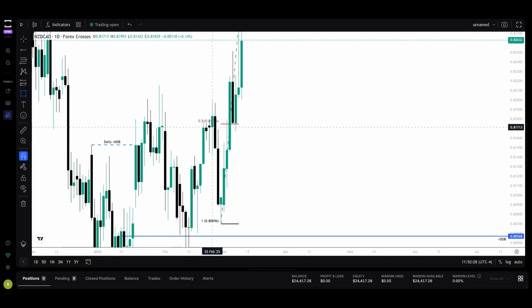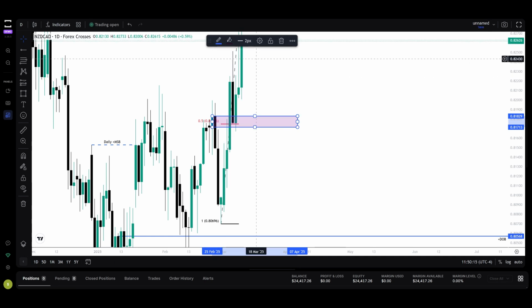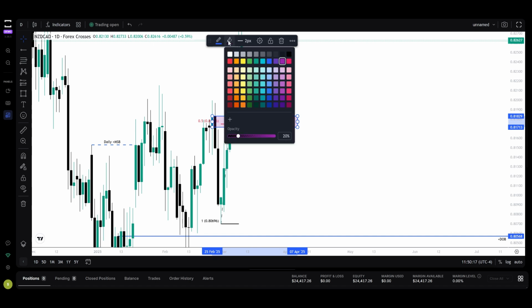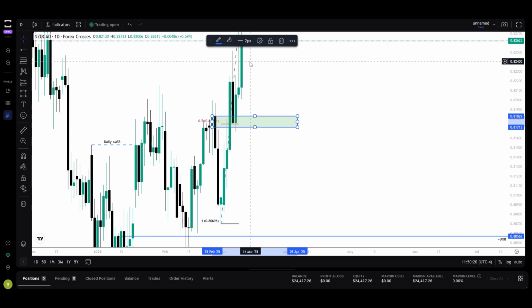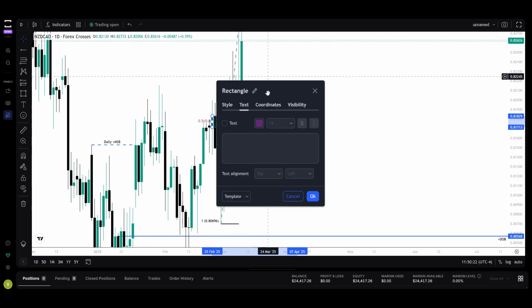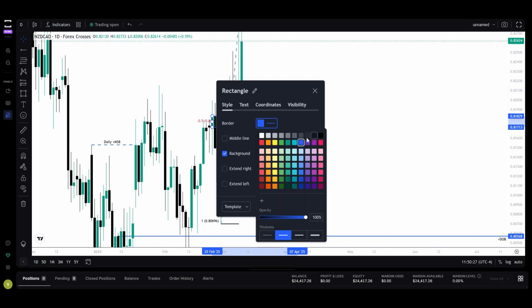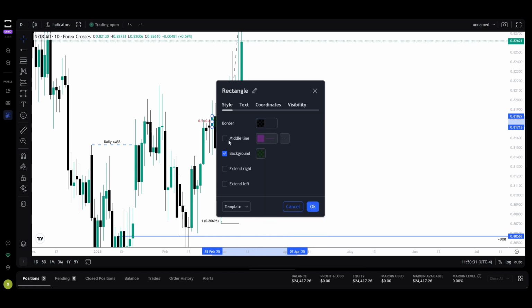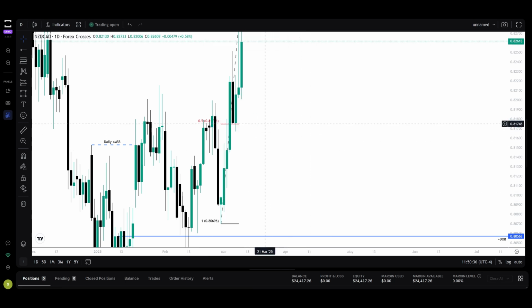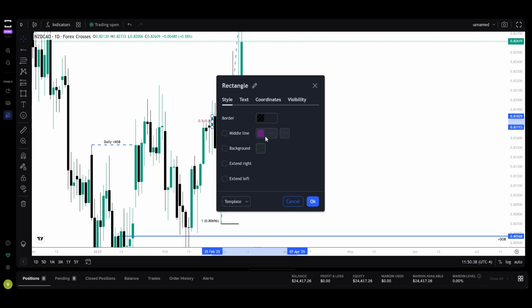And so in this case, I'm just going to draw out the bodies. And it's right there at equilibrium. I'll make it green. No border. I'll make it where it's not visible. Background. Oops. Can't see anything now. Background.